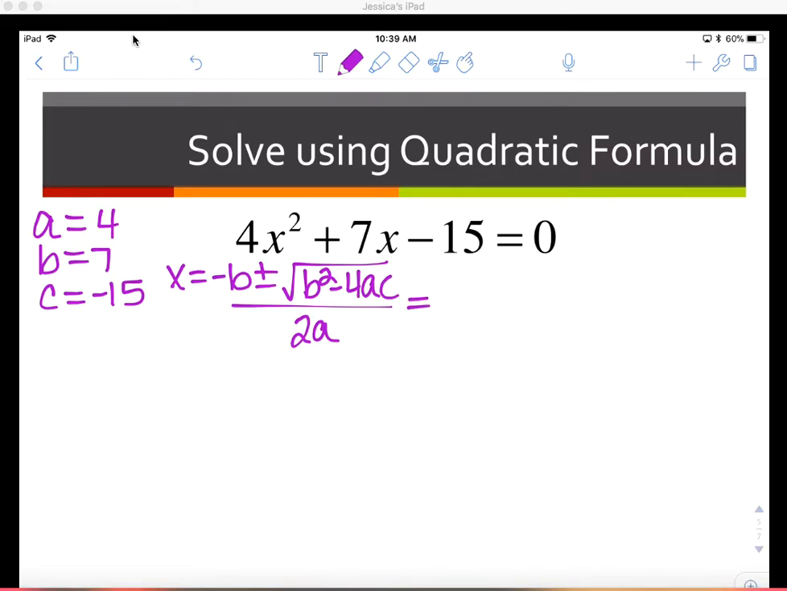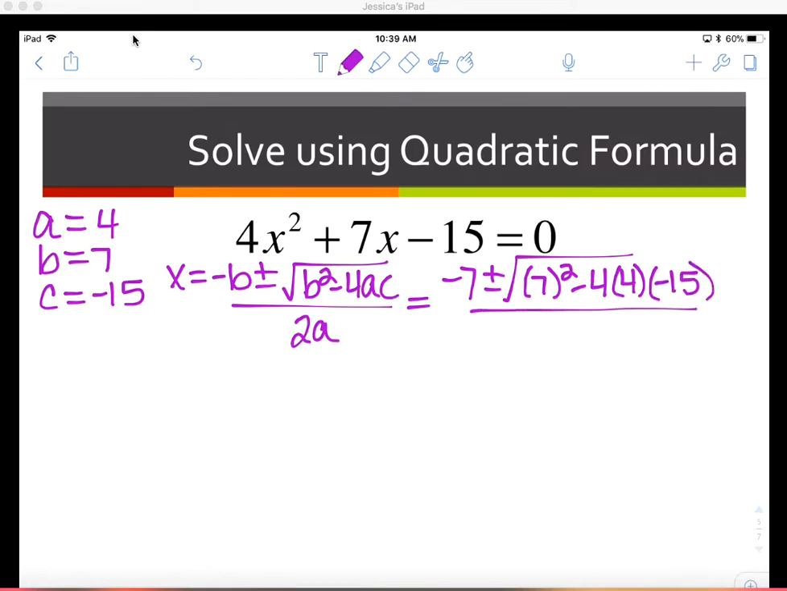Plugging in a, b, and c, opposite b would be negative 7 plus or minus the square root of 7 squared minus 4 times a, which is 4, times c, which is negative 15, and this is all over 2 times 4. From here, you're going to simplify what's underneath the square root first. So I have negative 7 plus or minus the square root of 49, and then be really careful with your signs whenever you're multiplying the negative 4 times negative 15. When you multiply those three together, you get positive 240.